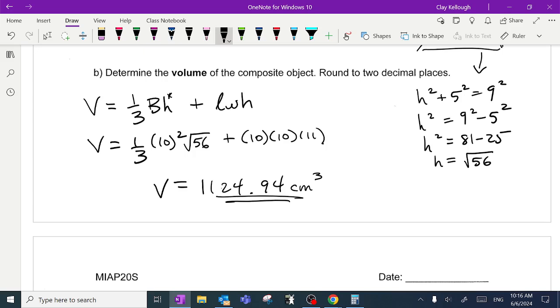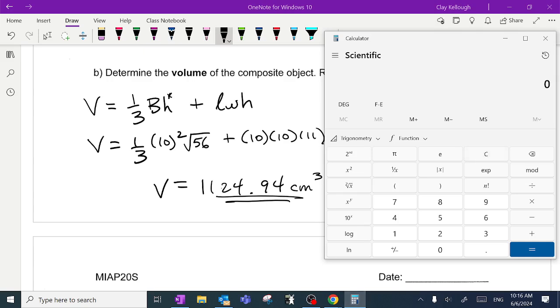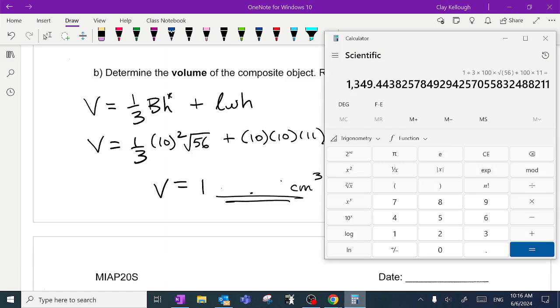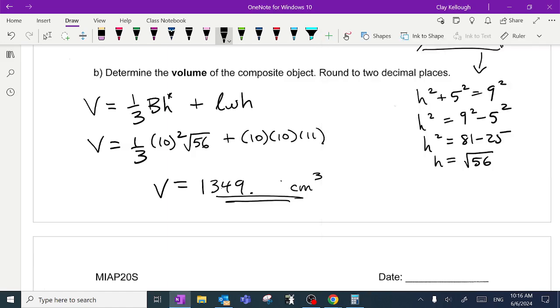Okay, so let's see. 25, 6, yep. Okay, let me just double check the button punch. Make sure I did that right. 1/3 times 100 times 56 square rooted plus 100 times 11 is. I punched buttons wrong. That felt like it was too small. So that's why I double punched. So look at that. See, always a good idea on a test to double punch your numbers. So let's see. So 1349.44, that's better. There we go. Okay.